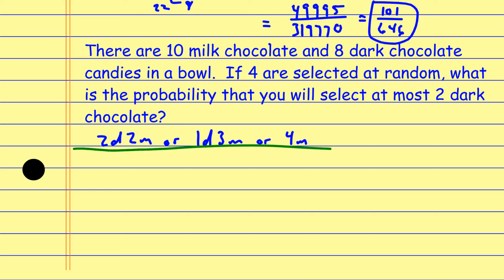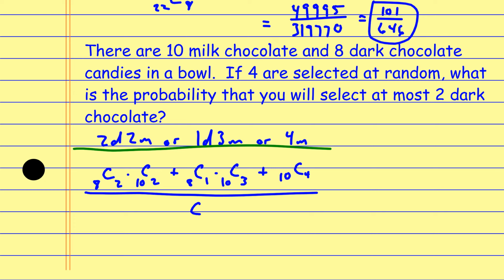And now once again I do a combination for each. So the dark chocolates, let's see, this is the combination of 8 choose 2 times the combination of 10 choose 2, or is an add, so combination of 8 choose 1 times the combination of 10 choose 3, or means I add, and then this one's the combination of 10 choose 4. And that's all over the total, which is the combination of 18 choose 4. And now once again, I go back to my calculator here.